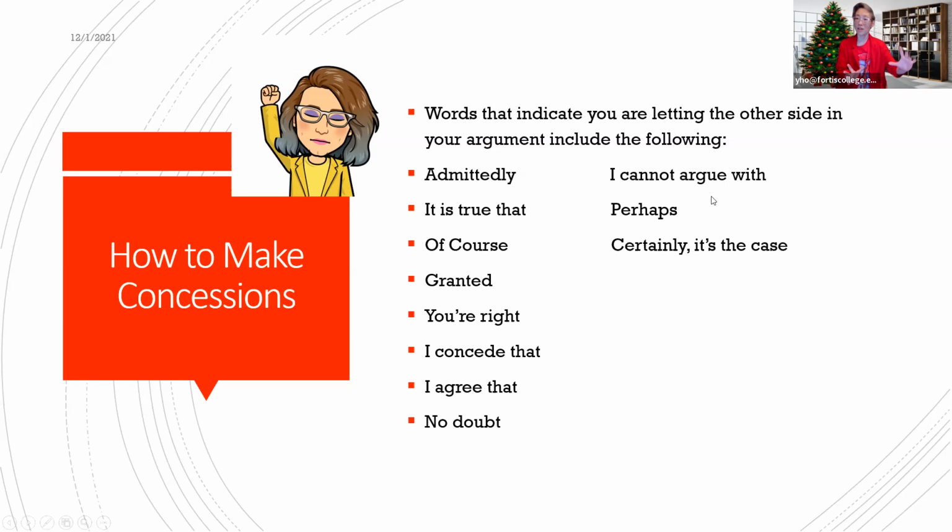That's all concessions to the other side. In other words, you're agreeing with certain aspects of the other side's argument. Yes, vaping does taste good. Yes, I agree, if you vape, you look real glamorous. Then you talk about your point of view, the rebuttal.